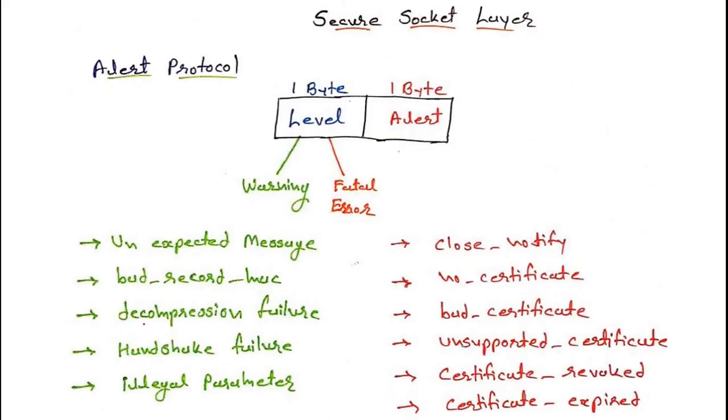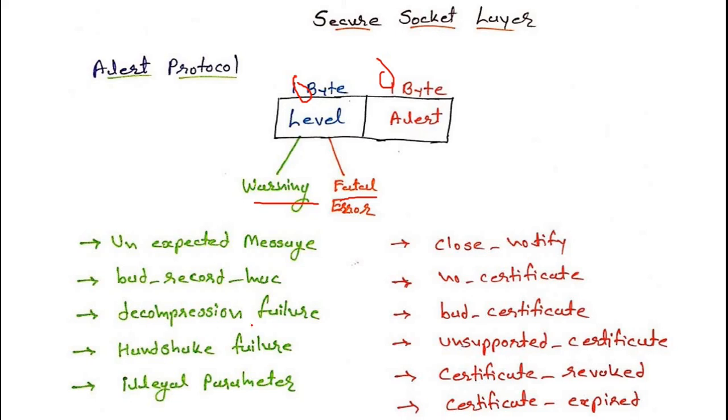After the state change from pending to current, there is the responsibility of the alert protocol. The alert protocol works with two fields, one is level and the second is alert. Both fields carry 1 byte size. In terms of level, there are warning and fatal error. Which types of warnings are there? Warnings look like unexpected message, and bad record MAC, which means the message authentication code is bad for the records.